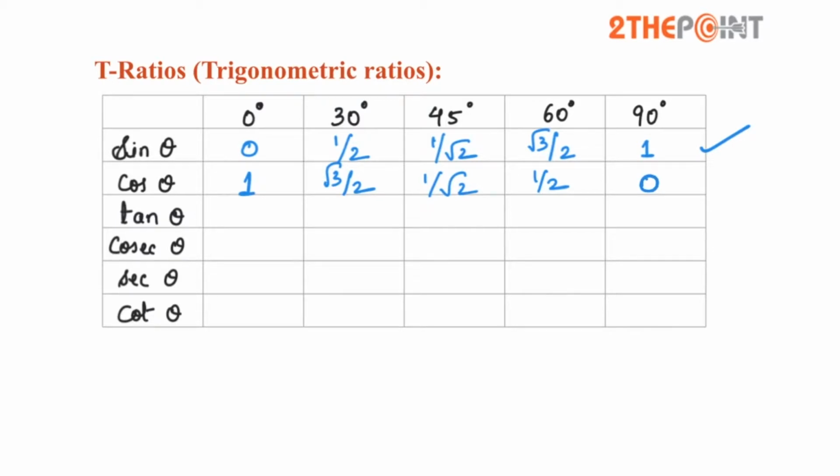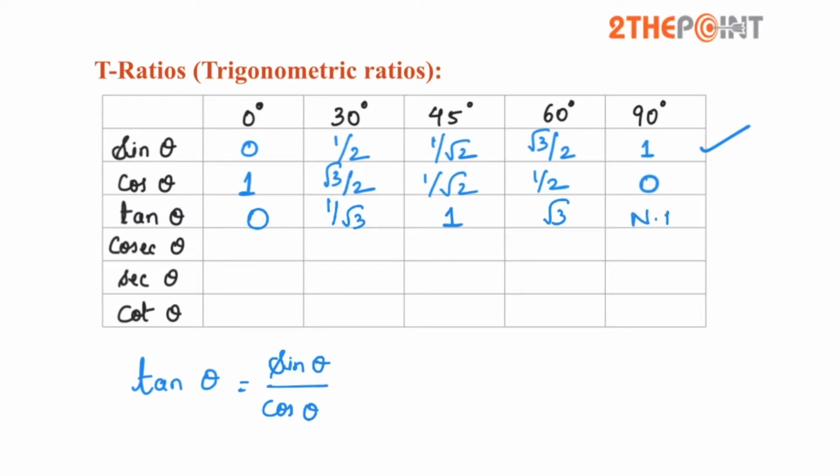So tan theta. How will you get the value of tan theta? Tan theta is nothing but sin theta by cos theta. That is, the division of these two values gives you the tan theta. That is, tan 0 degree is equal to sin 0 degree by cos 0 degree. That is 0. Similarly, tan 30 degree, that is sin 30 degree by cos 30 degree, that is 1 by root 3. Similarly, solve for all other tan values. We get 1, root 3 and tan 90 degree is not defined.